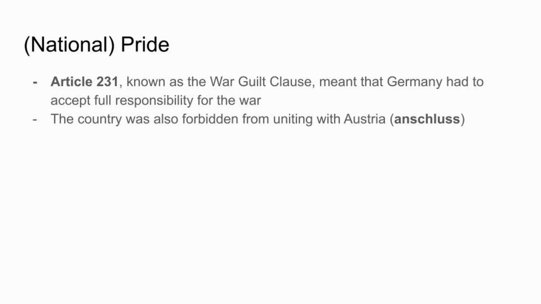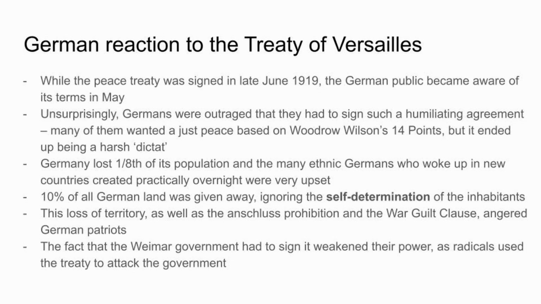This really upset the Germans, and it's no surprise that it's 231 because this clause was used to justify the high reparations cost. The country was also forbidden from uniting with Austria, Anschluss, and this was also a heavy blow. Now that we've looked at the terms, let's take a look at the German reaction to the Treaty of Versailles.